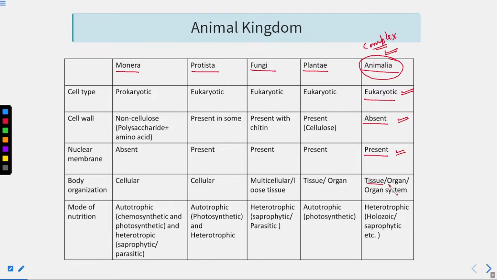And we see tissue grade and organ system grade of body organization. Mode of nutrition is heterotrophic. They cannot make their own food, so they are dependent upon plants and other animals, right? They are heterotrophic and can be holozoic or saprophytic. Some are parasitic also, right? So we will study the animals in this session.